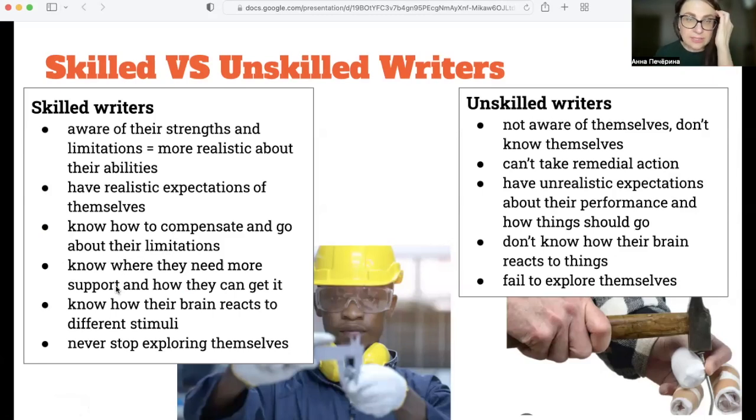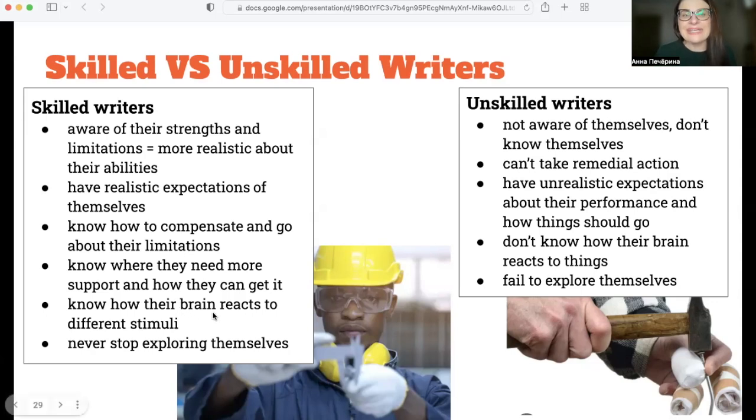And they know how their brain reacts to different stimuli. Say, if they get some task and they've never done any background reading on that, some people know, oh, it's okay for me, I won't get stressed. But some people know that, oh, I'll get stressed out. Or whenever they can't generate ideas immediately, they start getting stressed out.